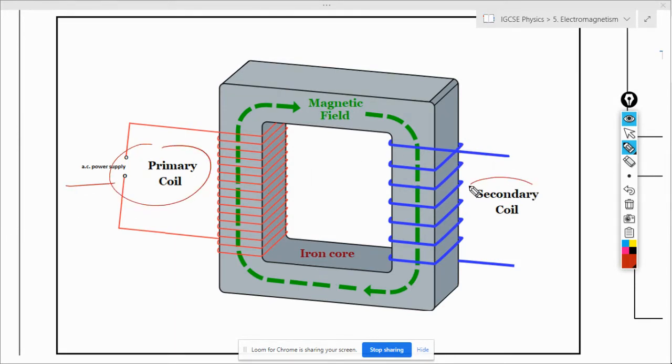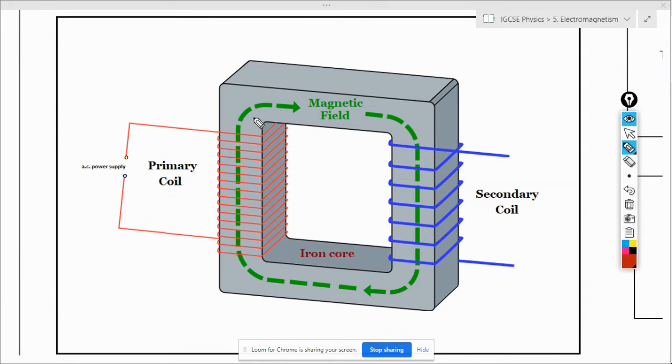We have a secondary coil that's not connected to any power supply. Let's make a very simple example: this might just have a light bulb on it. Notice there's no power supply here. It's getting all of its energy from the primary coil somehow. We'll explain how this works in a second.